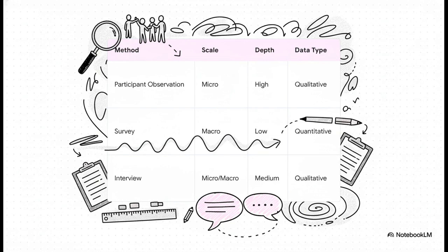And this table right here, it's the perfect summary. It lays out the trade-off so clearly. You can see participant observation gives you that super high-depth, qualitative data, but only on a tiny micro scale. The survey, it gives you that quantitative data on a huge macro scale, but with very low depth. And the interview, it sits right there in the middle. This is a really great table to keep in mind for revision.